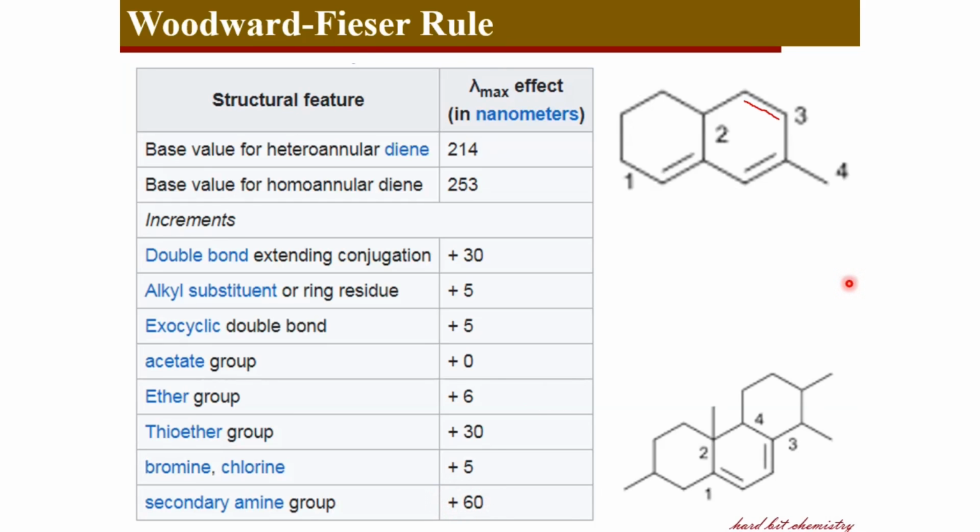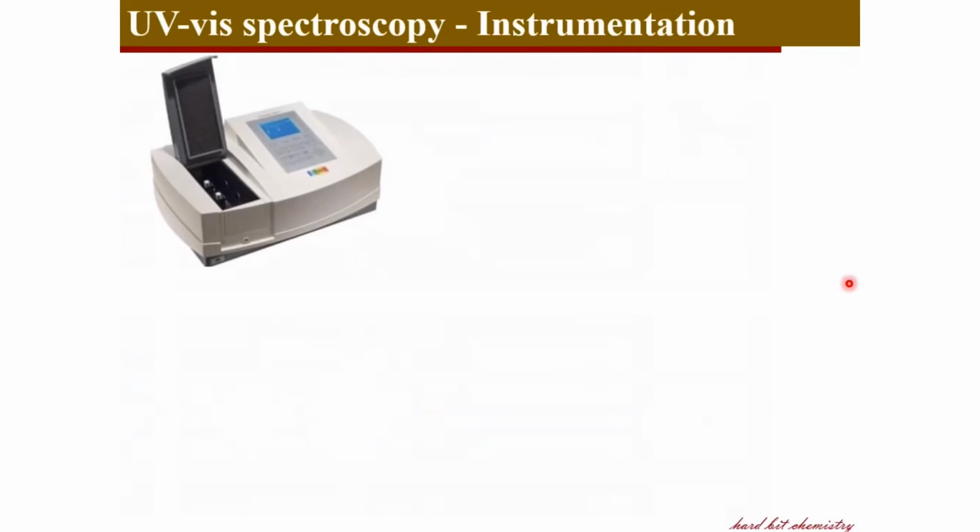So in this way, you can predict the pattern of a UV visible absorption spectrum, or the lambda max value, for the given molecular structure. Such a consolidation comes under the Woodward-Fieser rule. At this point, I am not going into the details of the application of the Woodward-Fieser rule. But now let's have a look at the basic parts of a UV visible spectrometer.